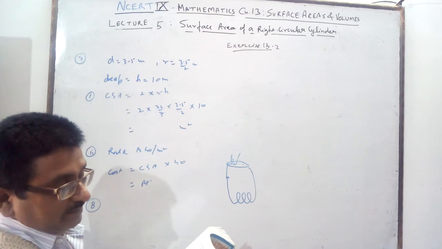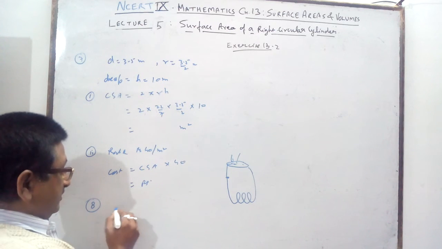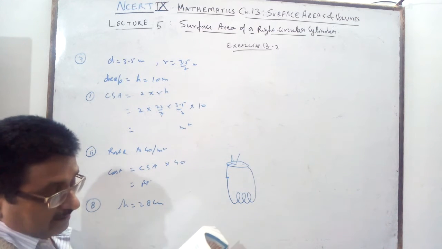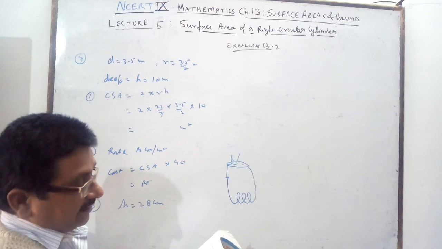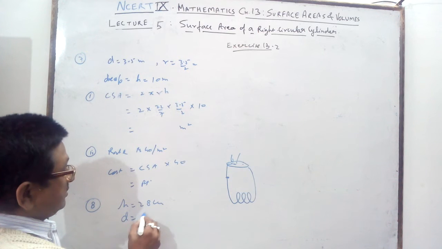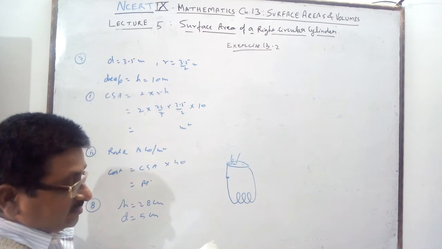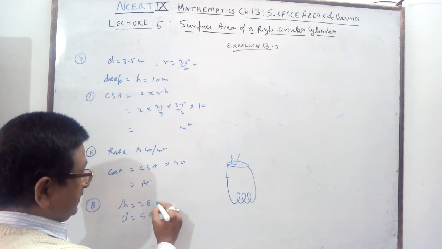A cylindrical pipe with length 28 centimeter. Length is given, which means height is given, 28 centimeter, and the diameter is 5 centimeter. Diameter is given 5 centimeter. Length is given 28 meter, not centimeter. It is given in meter.